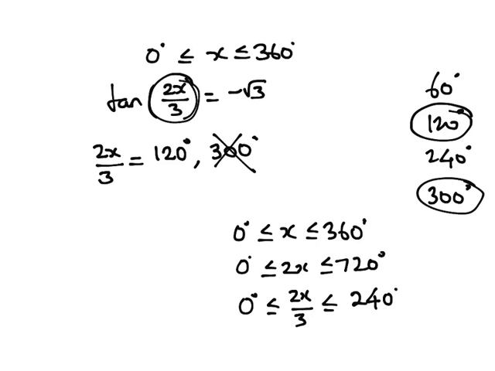So it means 2x by 3 is equal to 120 degrees. So x is 120 degree multiplied by 3 by 2, which is nothing but 180 degrees, right? So for this particular trigonometric equation, there is actually only one solution. So I hope this is clear to you, students.